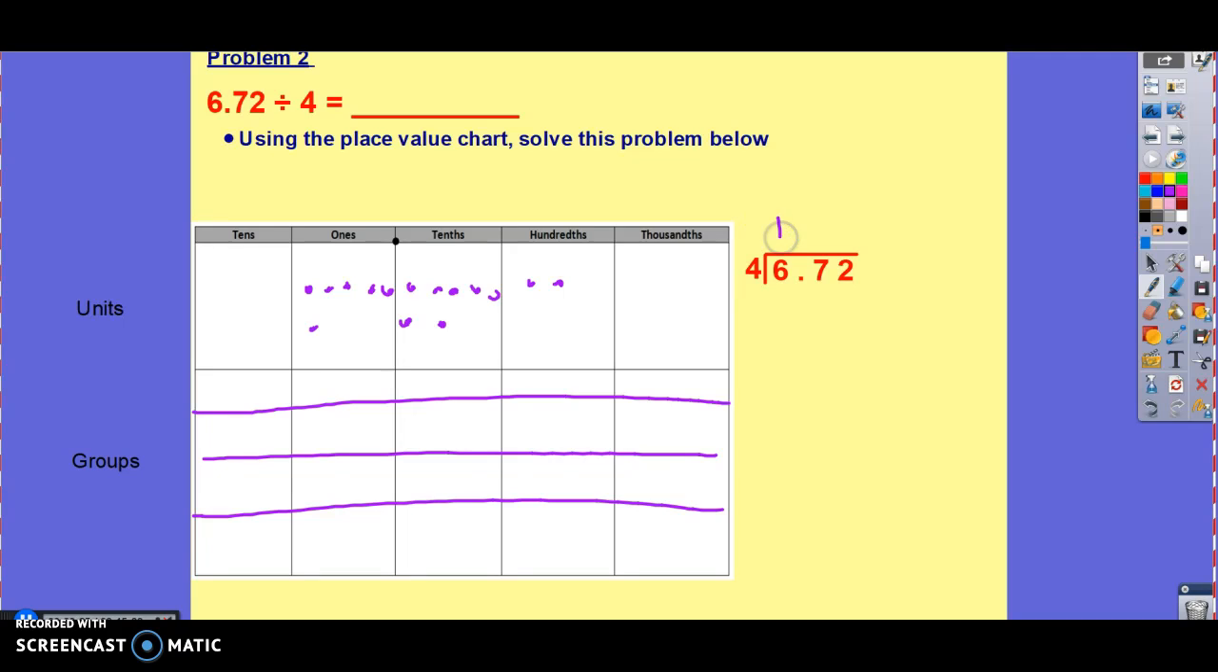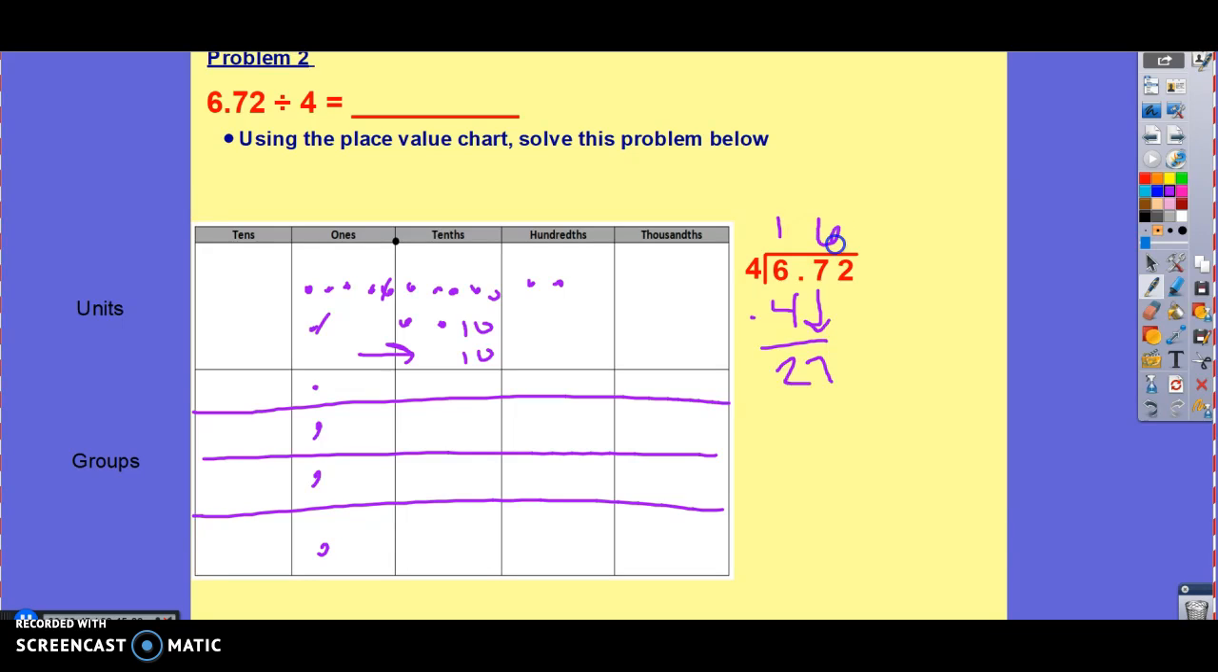4 will go into 6 one time, 1 in each group. 1 times 4, we'll have 2 left over. So these 2 are moving over into the tenths place. Now I have 27 in the tenths place.